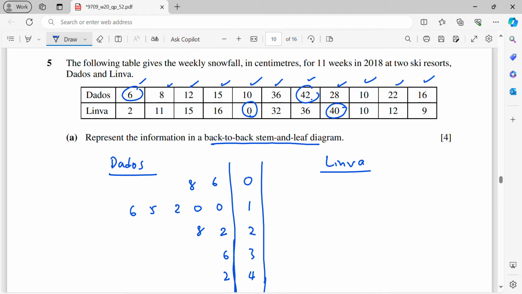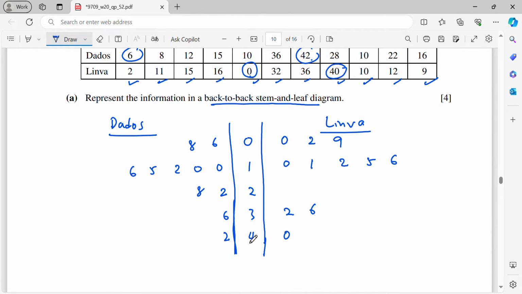So for Linva, smallest is 0 and then followed by 2. So 0, 2, because the first one is basically the ones. Then after that 9. So 10, 11, 12, followed by 15, 16. Then there's no 20s. So 32, 36. After that 40.